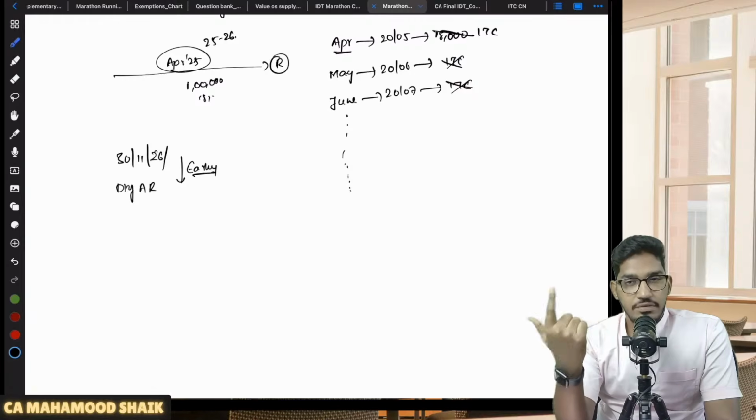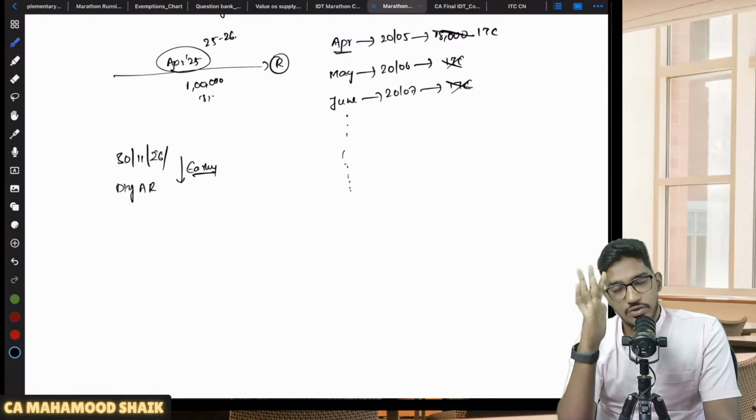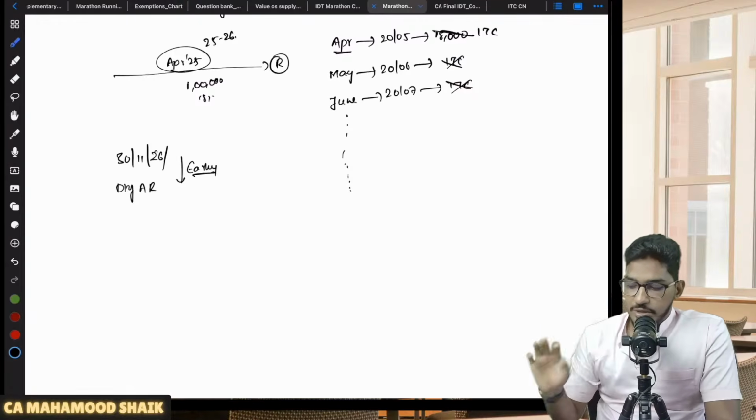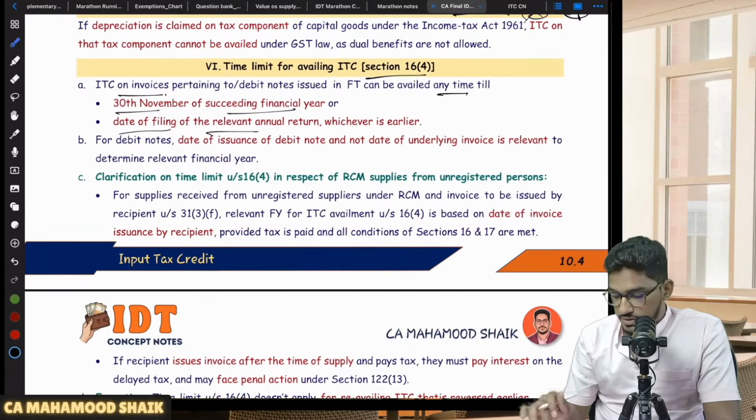So for re-availment of reversed ITC, there is no condition becoming applicable. You can claim it after 3 years, 10 years, 15 years, whatever you want to do. At any time, you can come back and claim it. Okay, right. So this is this point.